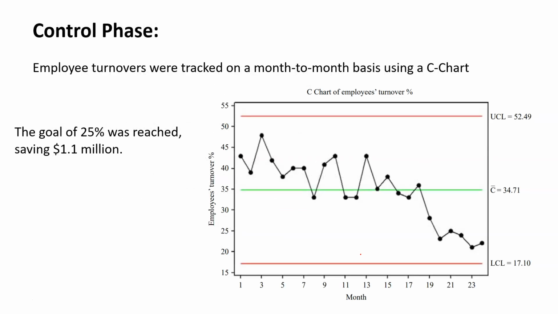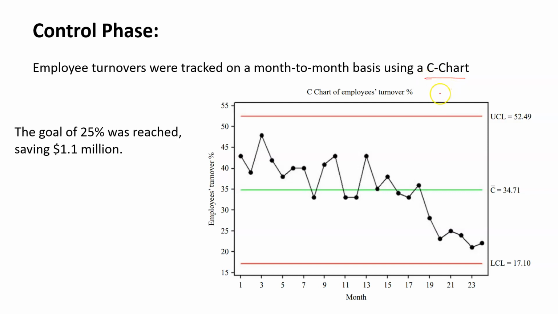Now, moving on to the control phase. In the control phase, the plan has been implemented, and they implemented it in a company in Europe, or a division in Europe, and a division in the United States. And what they found was that they were having some successes. What they used is what's known as a C chart. And you can see this in chapter 7.